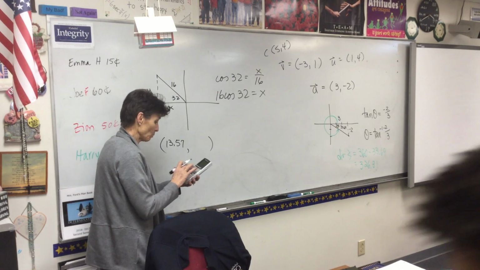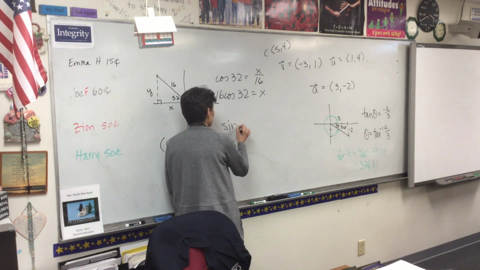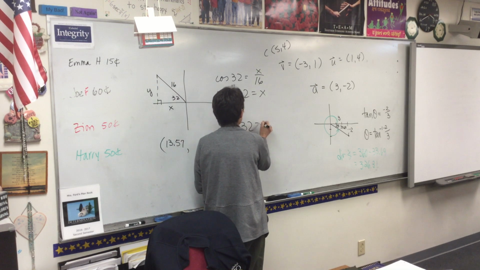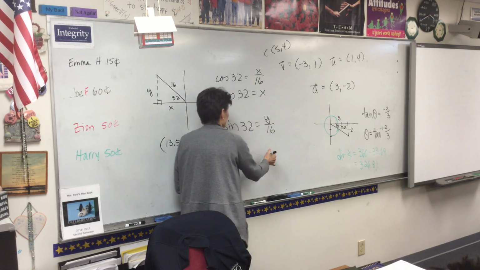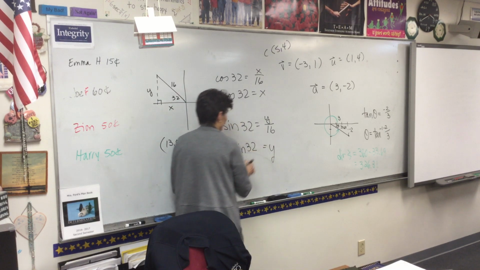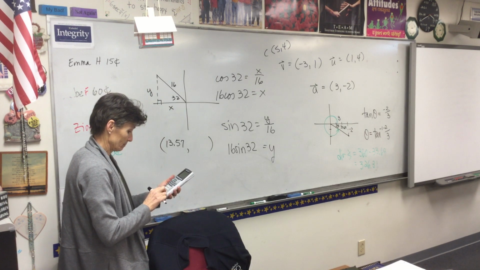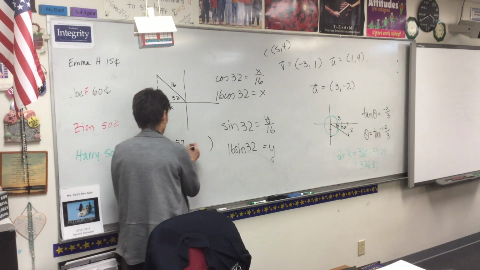And then how will I find y? Same thing, only sine. Remember, x is always cosine and y is always sine. Always, always, always. .48.